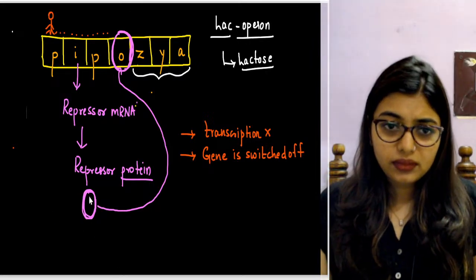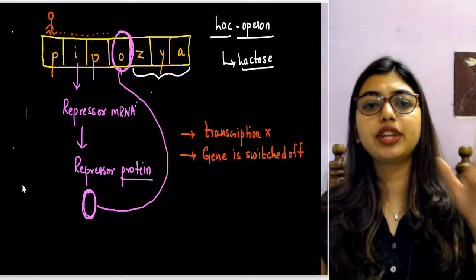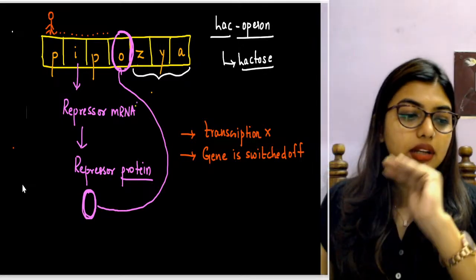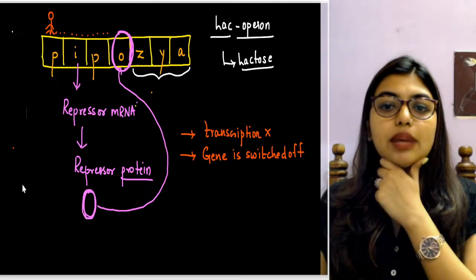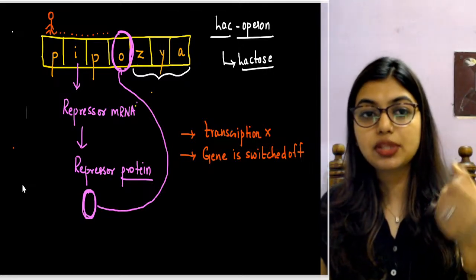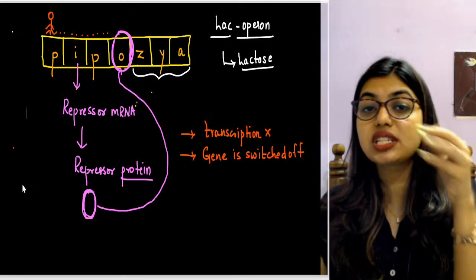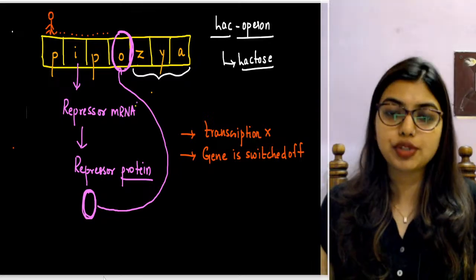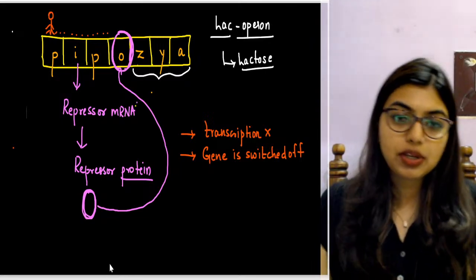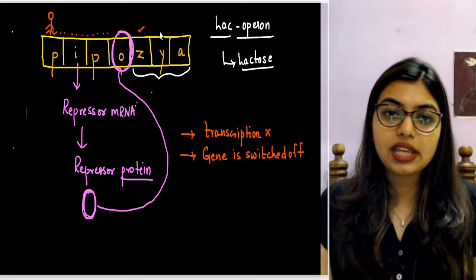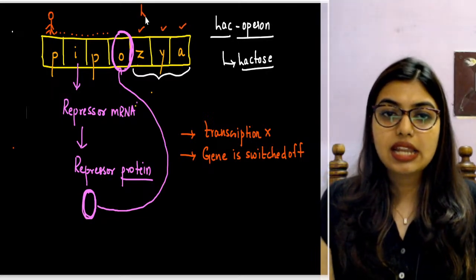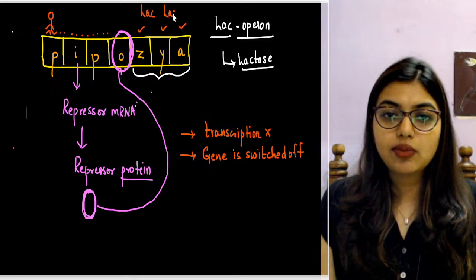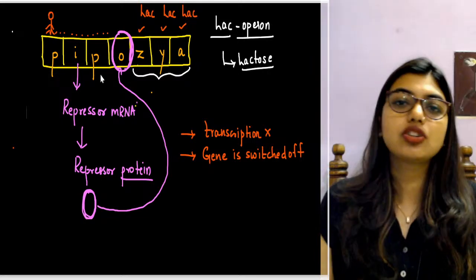So this repressor protein is going to bind with the operator and make a complete block there, because of which transcription will not happen. So here you can understand that the gene got switched off. Now students, because the gene got switched off, the ZYA also is not going to work. That is lac Z, lac Y and lac A. They are also not going to work.